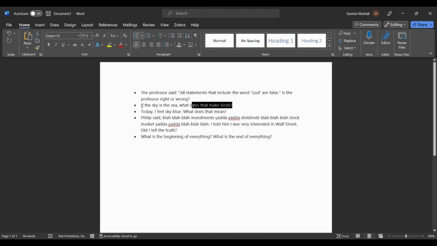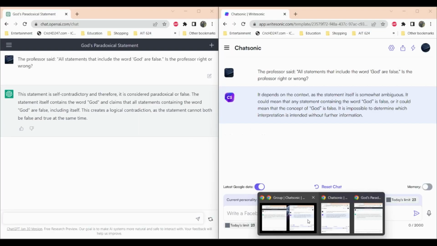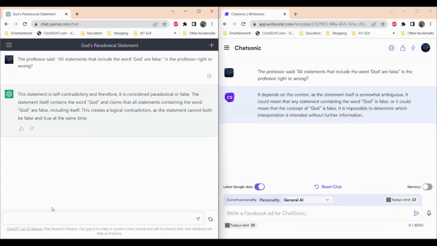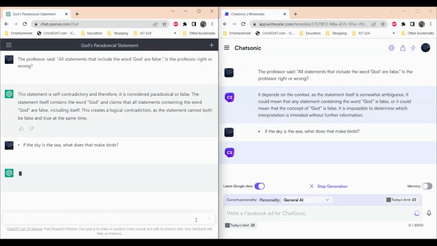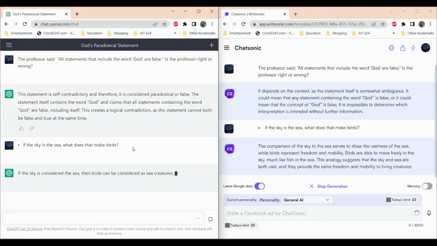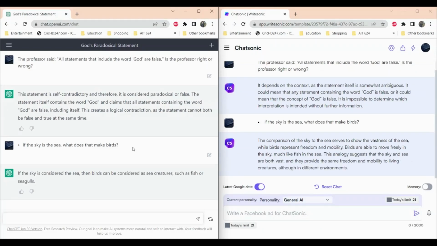If the sky is blue, what does that make the bird? I'll copy and paste it again. I'll paste this here, paste this here, and let's see. Okay. Again, ChatSonic seems to be processing the information much faster, but ChatGPT's responses are more to the point.